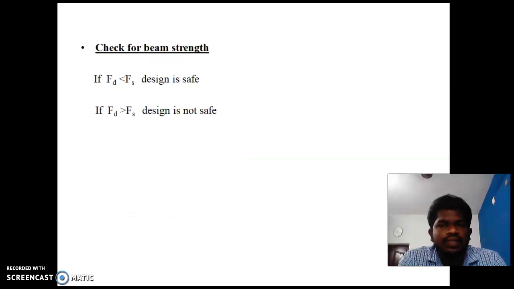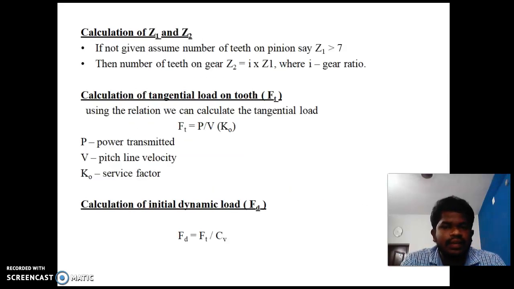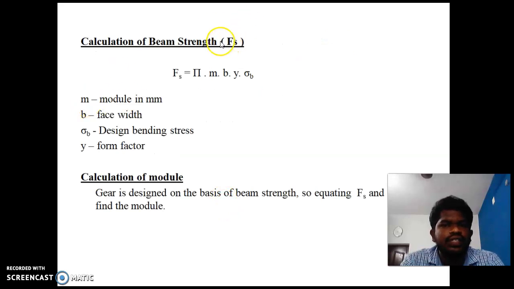The last step is check for beam strength. So we calculated the dynamic load value and the Fs beam strength value. If the dynamic load value is less than the strength of the beam, the design is safe. Suppose the Fd value is greater than Fs, the design is not safe. Suppose our answer is that the design is not safe, we go back to the step again, assume another module value, find the Fd and Fs values and compare the answers.